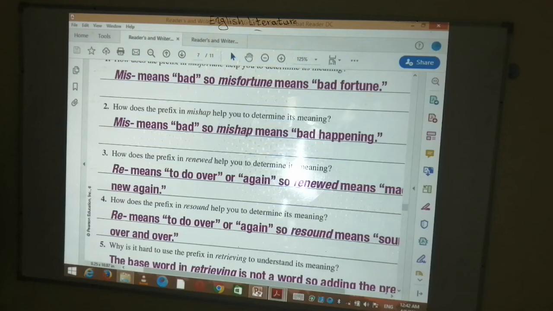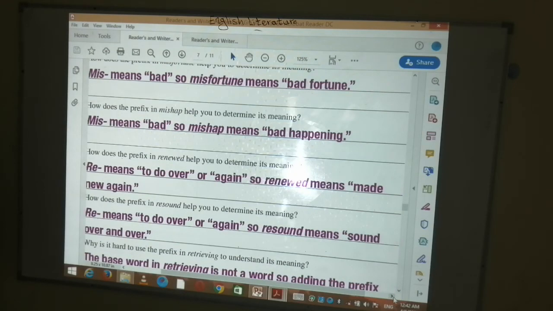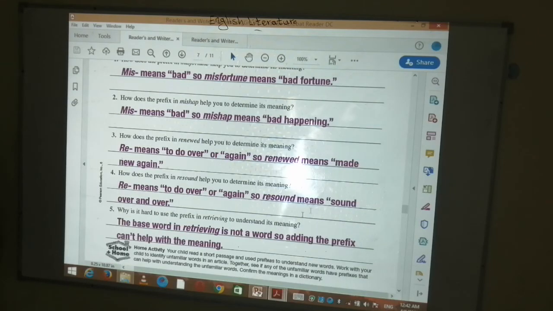For question number 3, how does the prefix in renewed help you to determine its meaning? As we said, re means to do over or again. So renewed means made new again. For question 4, re means to do over and over. So resound means sound over and over. And the last question, as we said, the base word in retrieving is not a word. So adding the prefix can help with the meaning.